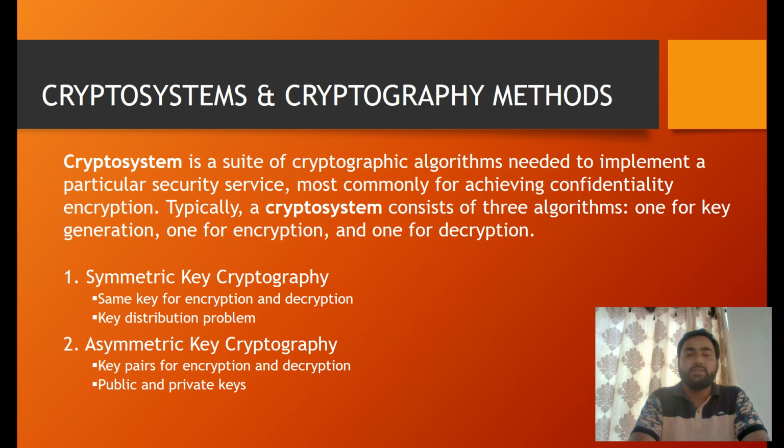The second one is asymmetric key cryptography. In this, a pair of keys is used for the complete process. One key is used at the sender's end, that is for encryption, and the other key is used at the receiving end, that is for the decryption process. The two keys are termed the public key and the private key.